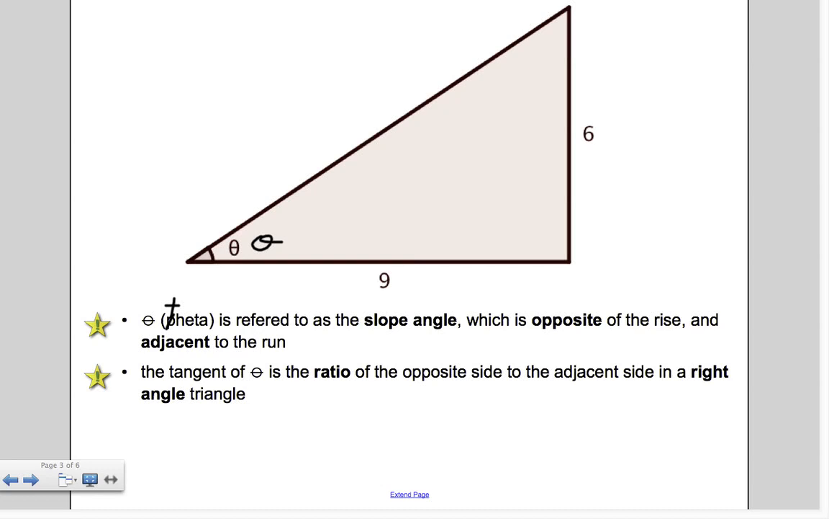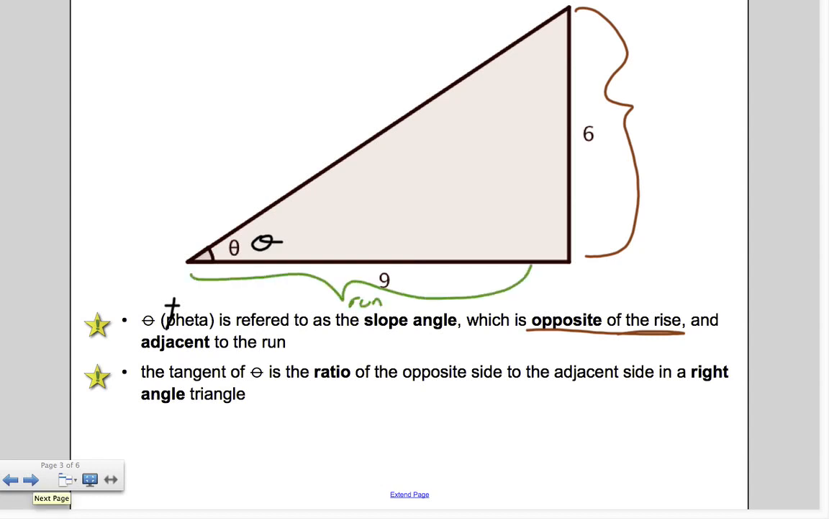Theta is opposite of the rise. So here's our rise. It's opposite of the rise, and adjacent to the run. So here's our run. If we notice back in that old diagram, theta was the same angle for all the triangles.